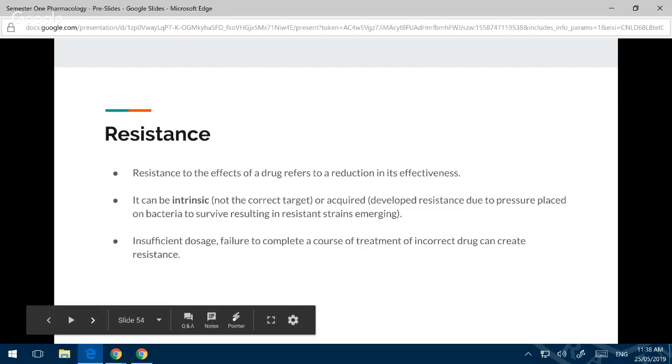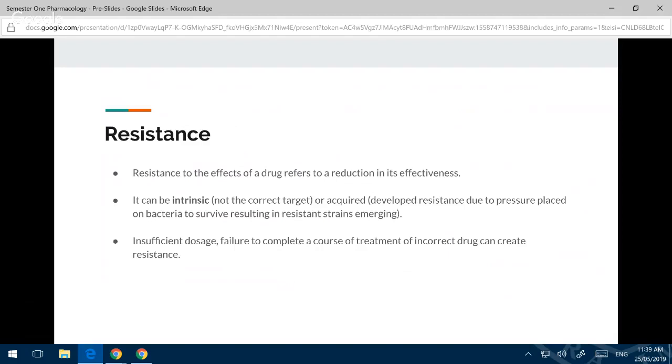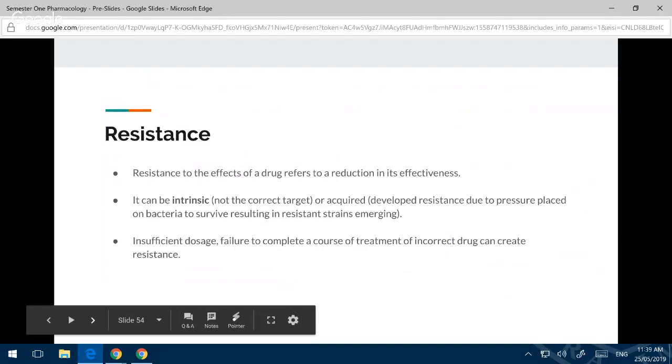Resistance is a huge problem that you will hear about a lot. A lot of doctors are prescribing antibiotics where they don't need it, and of course this is resulting in the emergence of resistant strains. Resistance can be intrinsic, which means we're not targeting the correct biological target, or it can be acquired. Bacteria can develop resistance if we place pressure on them that is not sufficient to kill them. So it's really important to focus on dosage and ensuring patients complete a course of antibiotics, or this can result in resistance.